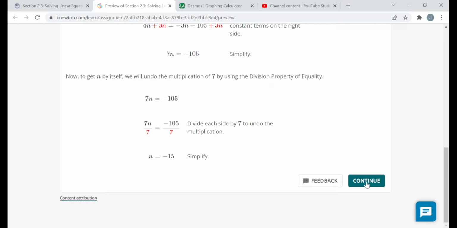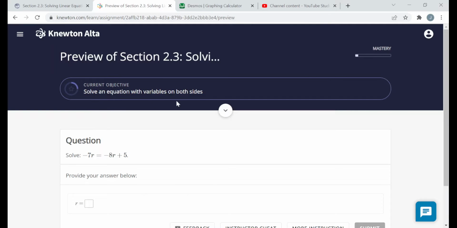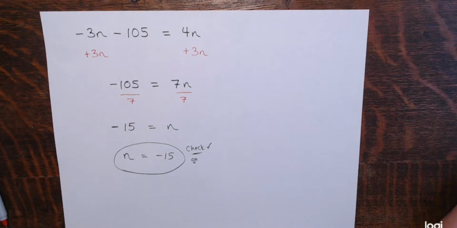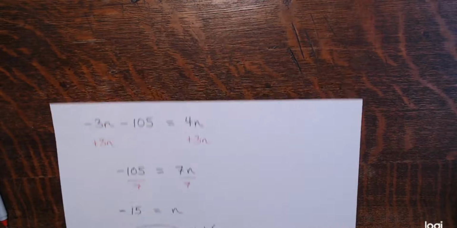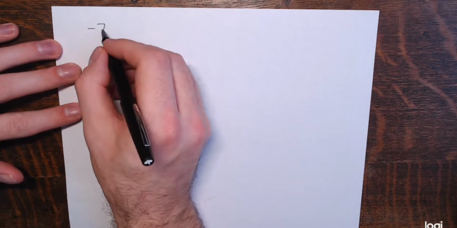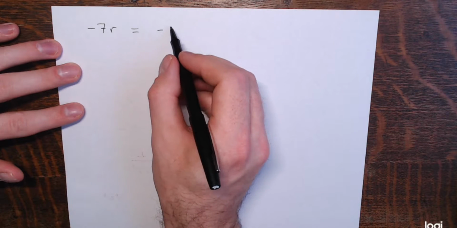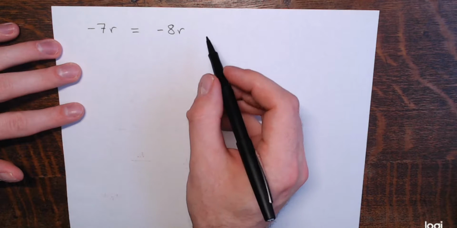All right. So next question. Sticking with the same objective here. So once again, I'll write this out and work through the same steps I talked about in the last example, and we'll find the value of r that will make this a true statement. So this equation, we have negative 7 times r on the left side equals negative 8 times r plus 5.